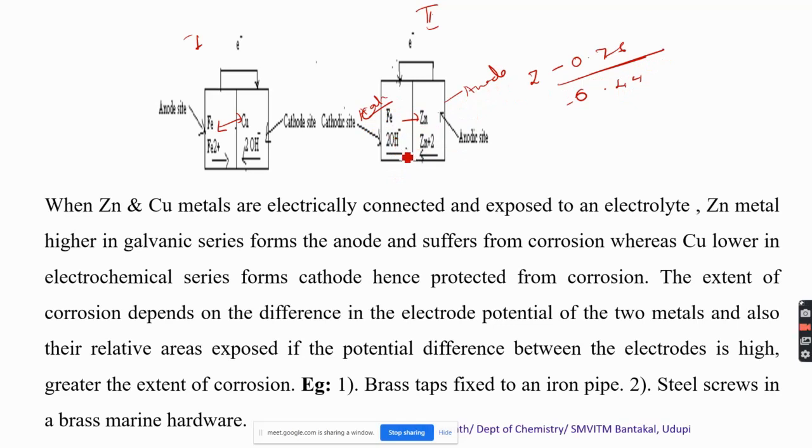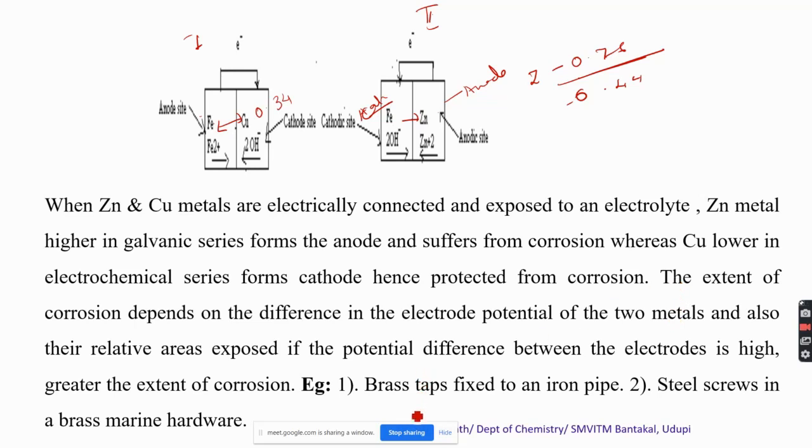Whereas if copper is connected, copper is present in the lower position, and its potential is 0.34, whereas iron's is minus 0.44. So iron acts as anode; that means a metal may act as anode depending upon the other metal. Copper is lower in the electrochemical series and forms the cathode and is protected from corrosion. The extent of corrosion depends upon the electrode potential of the two metals and also their relative area exposed. If the potential difference between the electrodes is high, then the corrosion rate is greater.